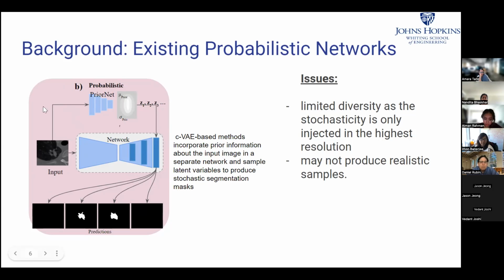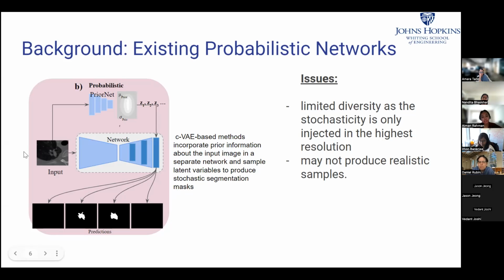And then once you pass an input, you sample a latent variable Z, you inject it into your segmentation network, you get some output. And then you keep doing it until you get n number of samples. So this is how the inference works, right?